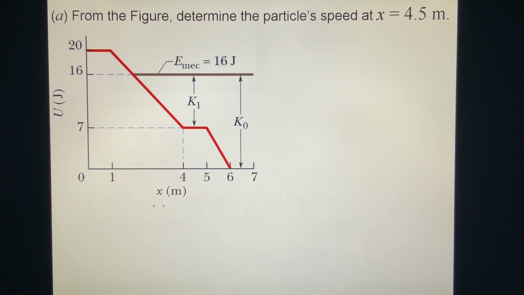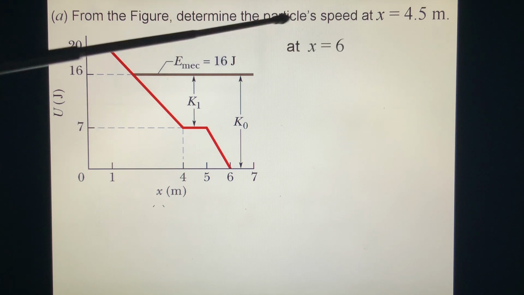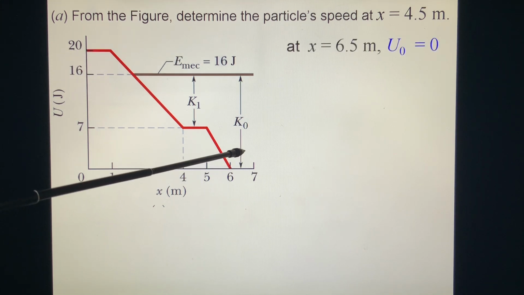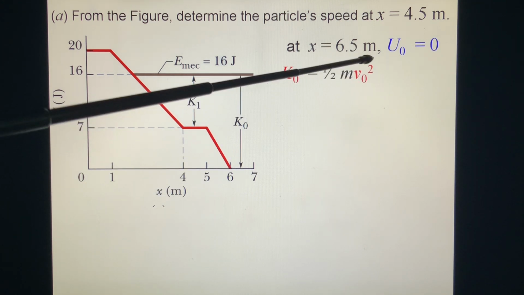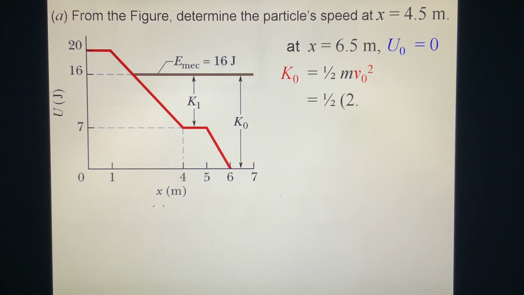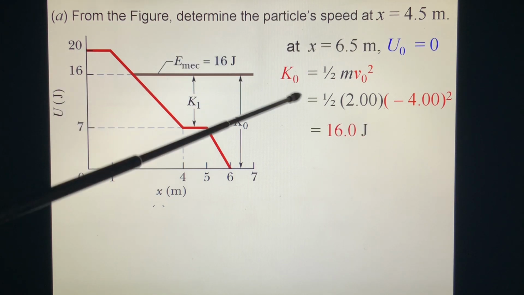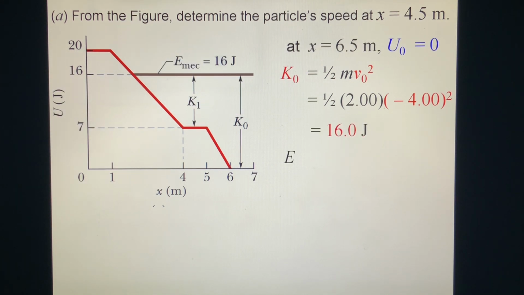Okay. We see that at x equal to 6.5 the information is given. This is U equal to 0, and K equals half m v0 squared. We can find it out, because it gives you everything. And U plus K is the total energy, the mechanical energy. So it's 16 joules.